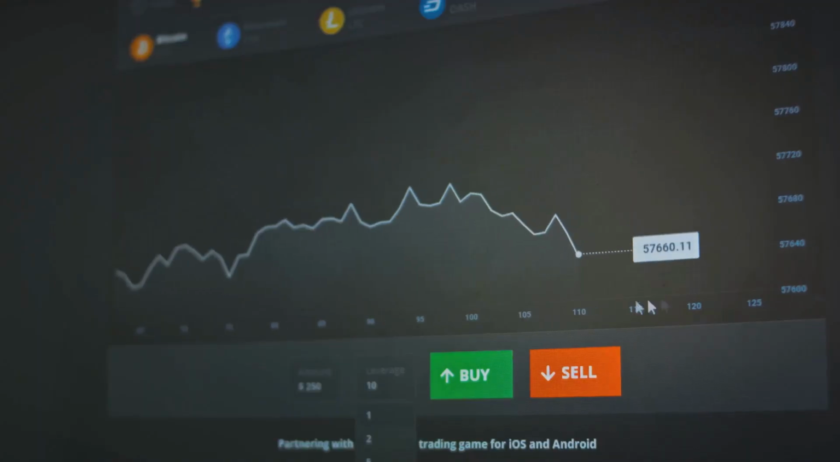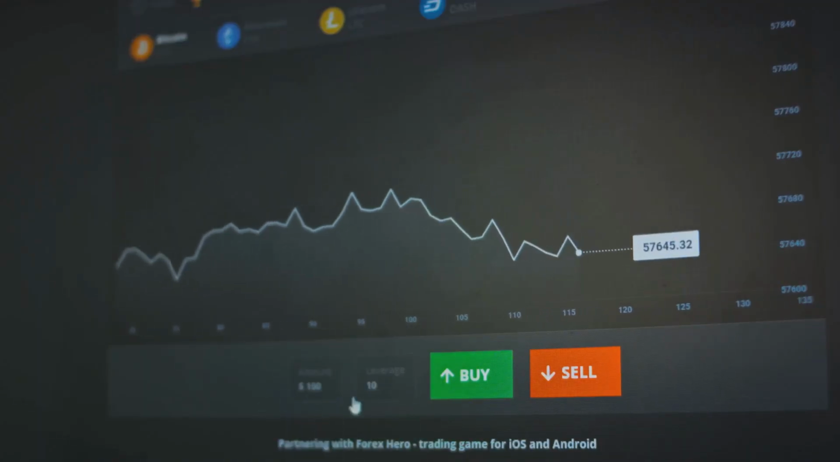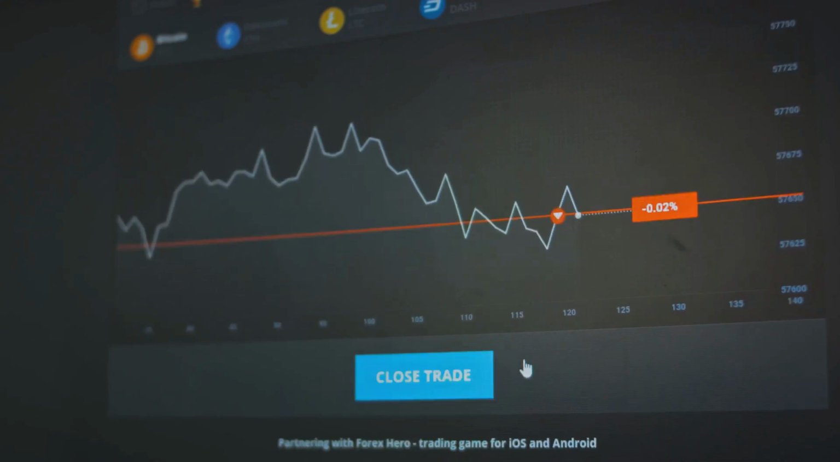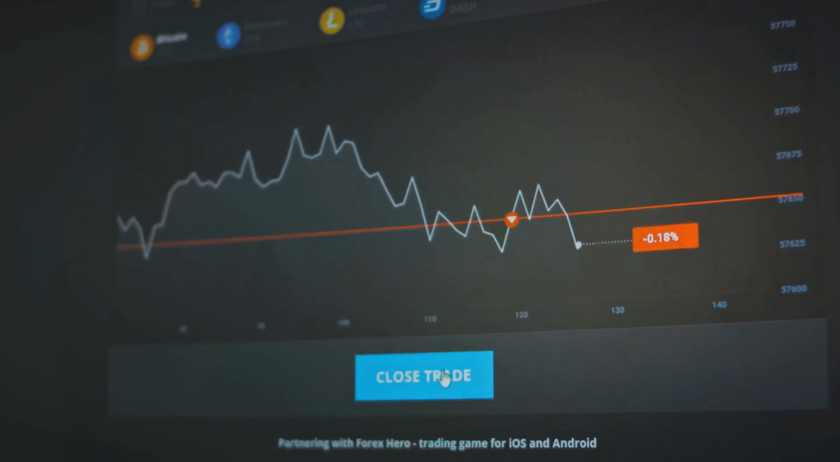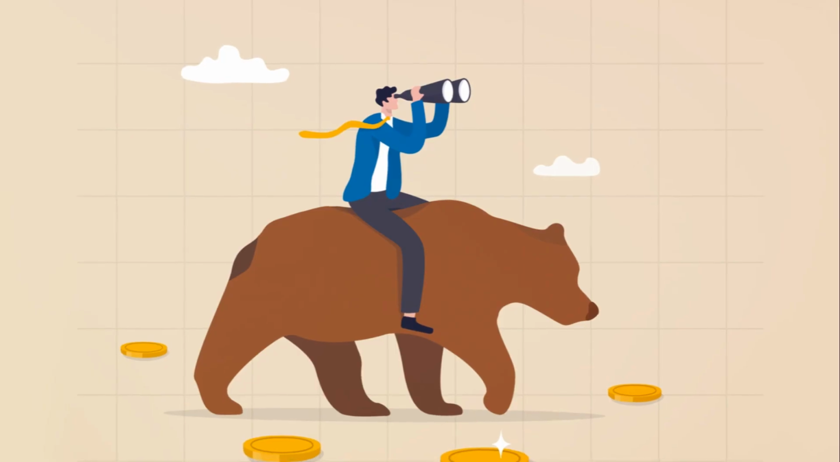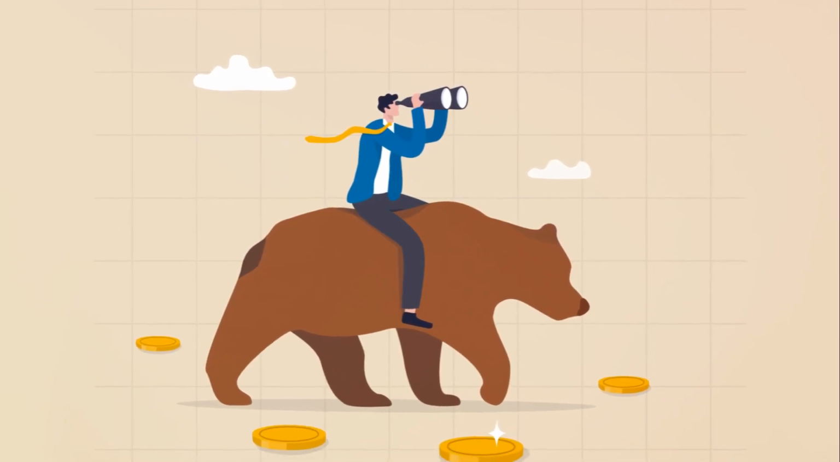And finally, it's about riding the market wave. Over the long term, the stock market has historically trended upwards. By investing in an index fund, you're betting on the overall growth of the market, not trying to pick the next hot stock.